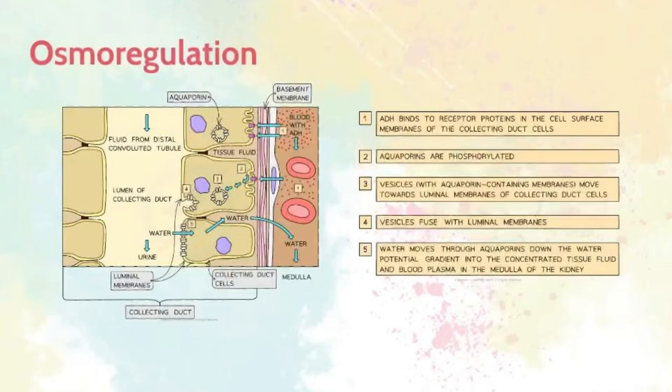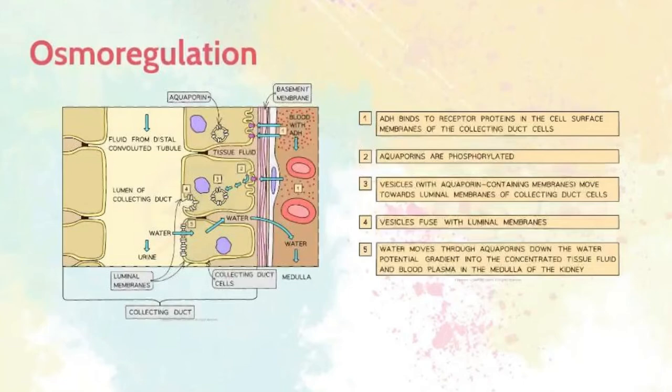ADH does this by causing an increase in the number of aquaporins. So these are water permeable channels in the luminal membranes. So when ADH is received by the collecting duct, there is an increase in the number of these channels called aquaporins. This occurs in the following way. The collecting duct cells contain vesicles, the membranes of which contain many aquaporins. So vesicles, remember, sit inside of the cell.